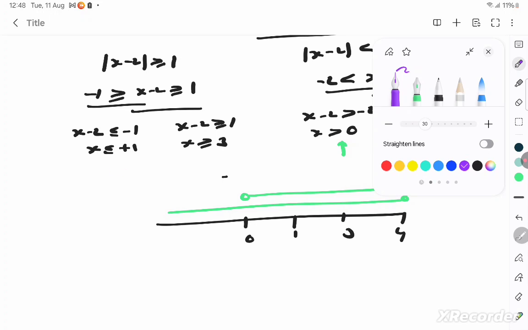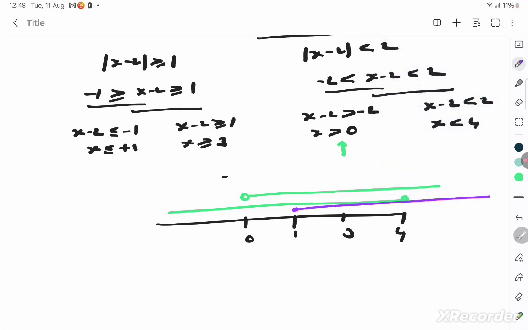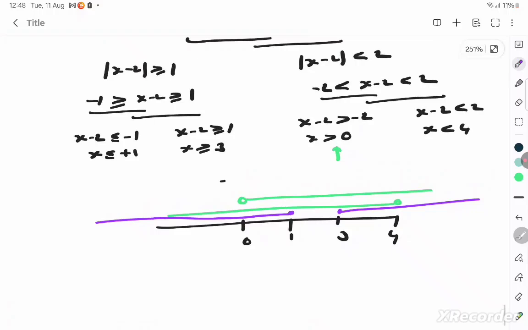x is greater than or equal to plus 1. x is greater than or equal to plus 3. Lesser than or equal to plus 1, sorry. x is lesser than or equal to plus 1. x is greater than or equal to plus 3. So I am doing all these graphs and seeing what is intersecting. In my opinion, it is intersecting between 0 and 1 and 3 and 4, and that should be your final answer. So x is an element of, can I include 0?